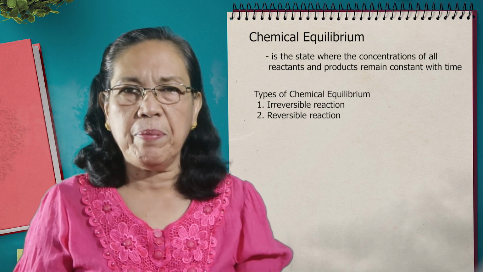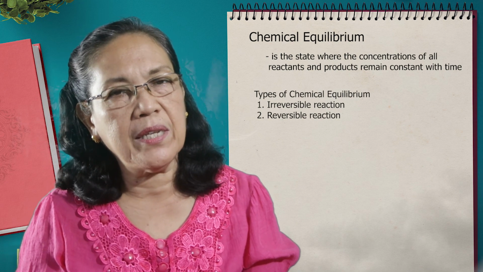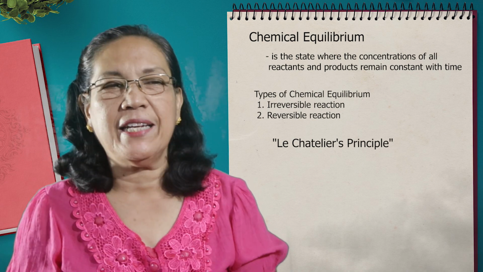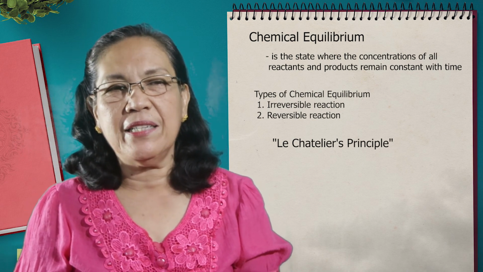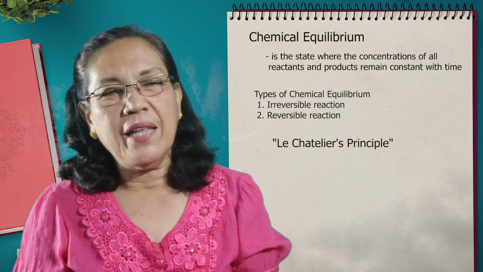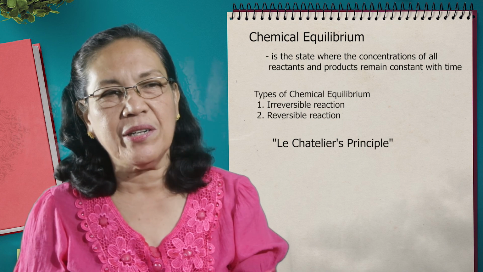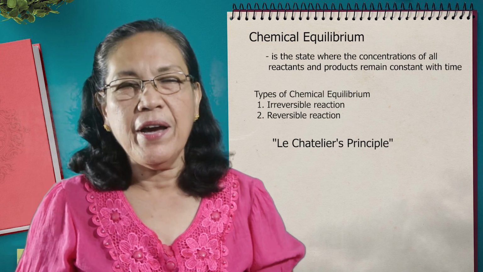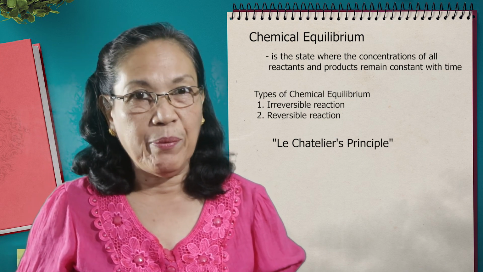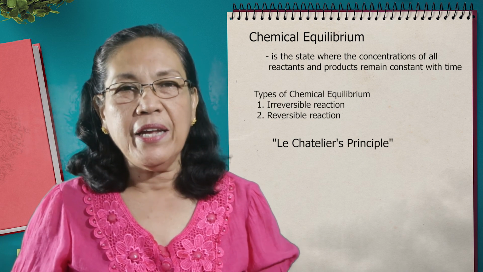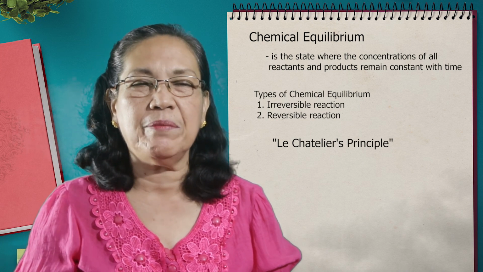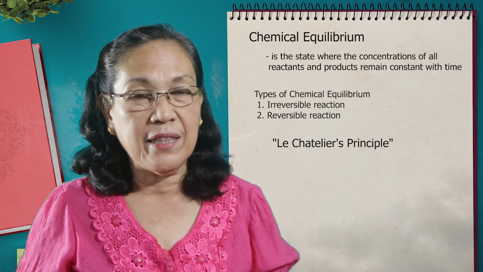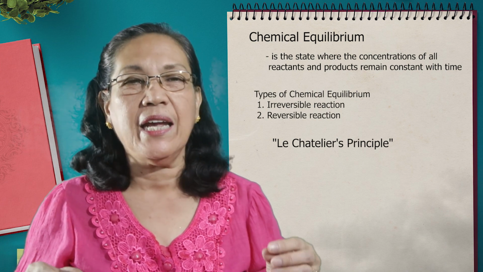This is explained by what we call Le Chatelier's principle. Le Chatelier's principle states that if a stress is applied to a reaction at equilibrium, the equilibrium will be displaced in such a direction as to relieve that stress. So what does that mean? If you have a reaction in equilibrium, meaning the rate of the forward reaction is equal to the rate of the backward reaction, at that very state the reaction is balanced and in equilibrium.